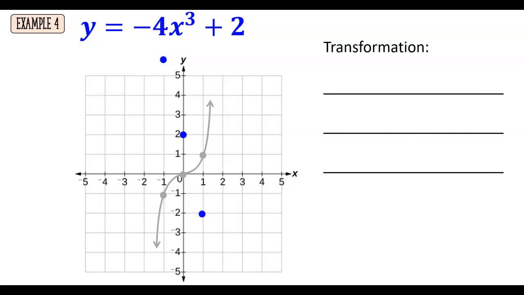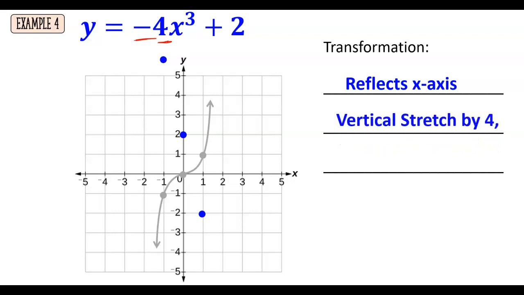All right, this has a lot, and it's already got points on it somehow. But the negative, we know, is a reflection across the x. 4 is greater than 1, so that's going to be a vertical stretch by 4. And this plus 2 is not inside of a parenthesis, so it's not an insider, it's not an h value, but it's a k value. It's a vertical translation, so it shifts up 2.